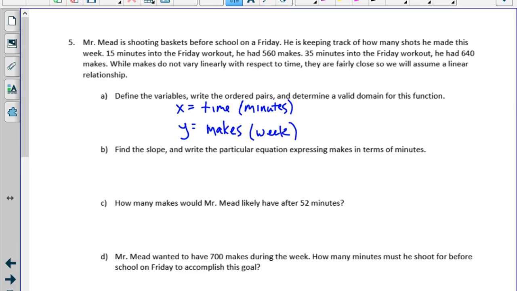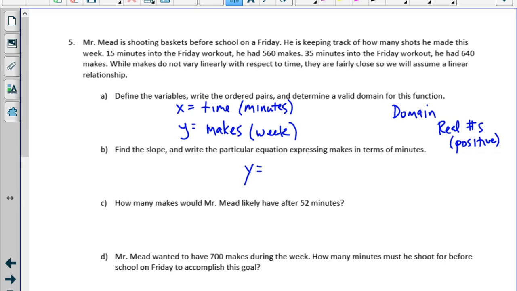The valid domain: minutes are continuous. So the domain is actually going to be the real numbers, but it's going to be positive. So we have to have positive real numbers. Find the slope and write the particular equation expressing makes in terms of minutes. And so let's write an equation.